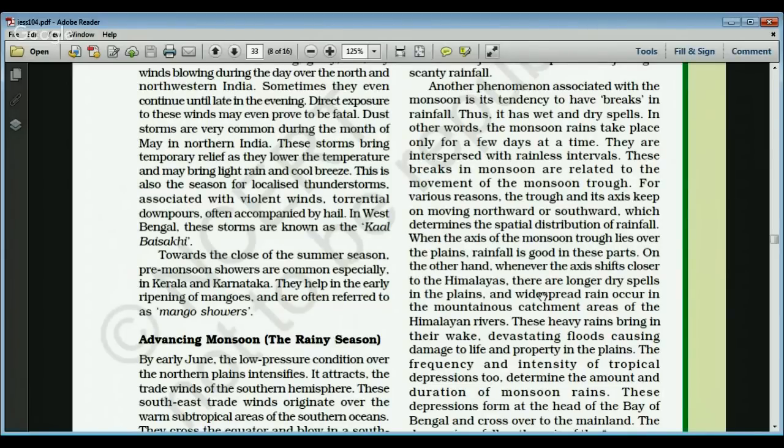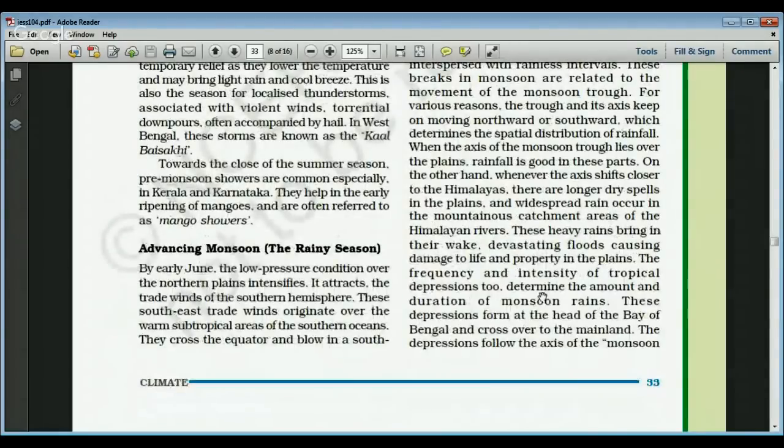See, this trough keeps moving, and that is why the trough and its axis keep moving northward or southward, which actually determines the spatial distribution of rainfall. When the axis of the monsoon trough lies over the plains, rainfall is very good in this part. But when the axis shifts closer to the Himalaya, there are dry spells in the plains, and that is why widespread rain occurs in the mountainous catchment area of the Himalayan rivers.